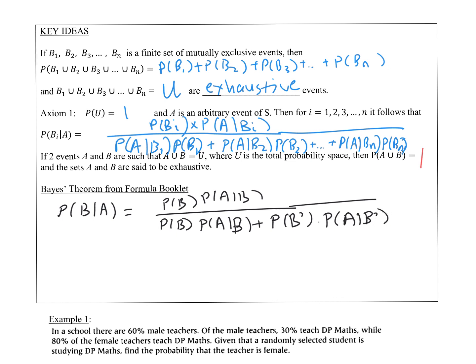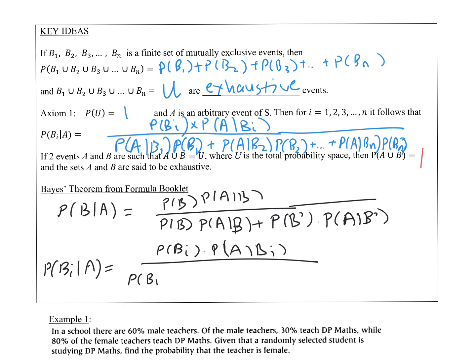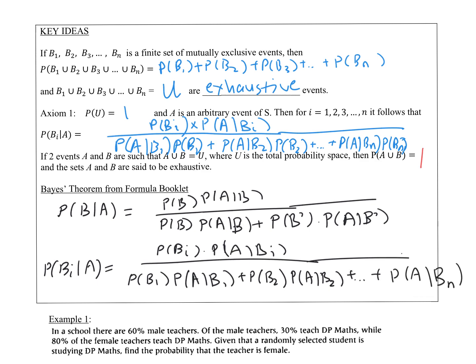And for the extension, when you have more than two cases, so you have events B_i given A is equal to P of B_i multiplied by P of A given B_i, over, it should be i, and then P(B sub 1) times P(A given B sub 1) plus P(B sub 2) times P(A given B sub 2) plus dot dot dot plus P(B sub n) times P(A given B sub n).